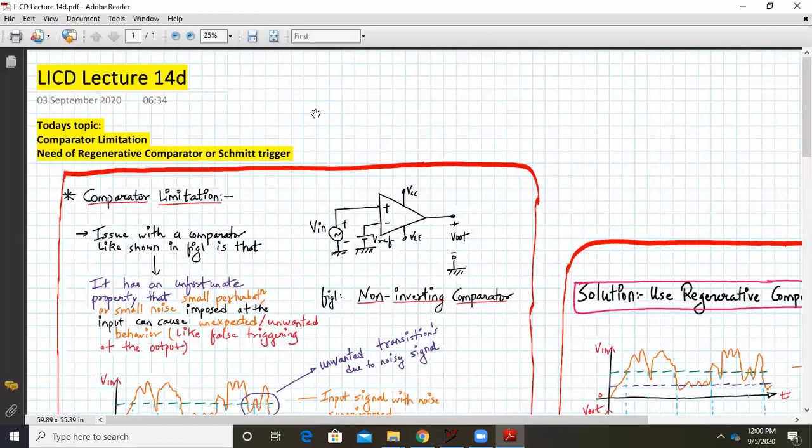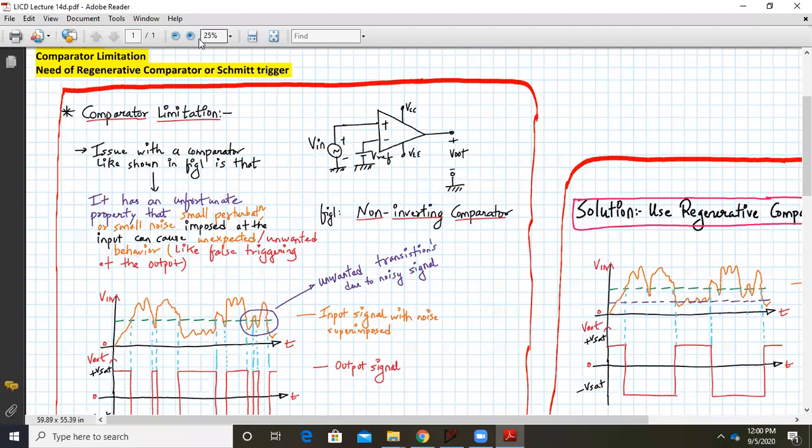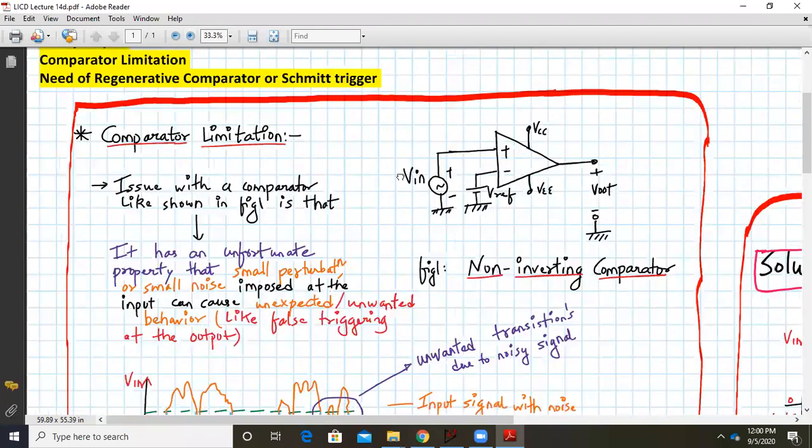Today we are going to discuss comparator limitation. And the next topic is the need of a regenerative comparator or Schmitt trigger. So let us see this comparator limitation. What is this limitation we are talking about?